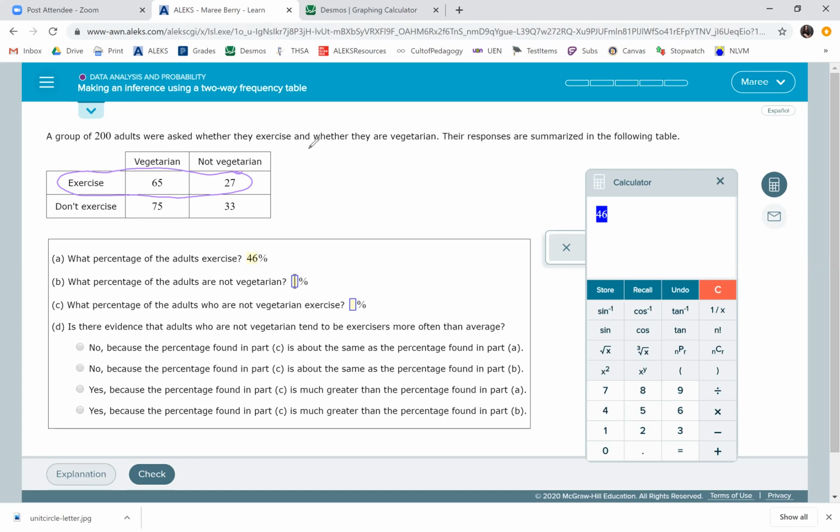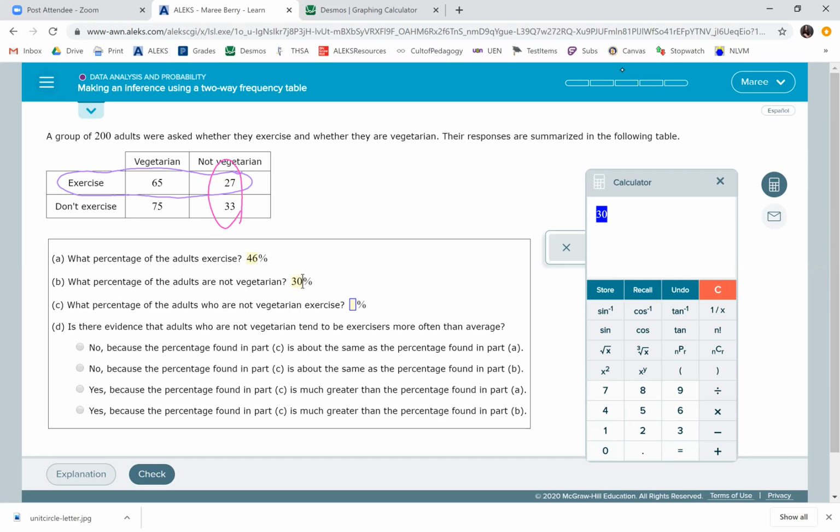The next one says, what percentage of adults are not vegetarian? Wait, not vegetarian. So it's all adults, so we're going to add those two and then divide by 200. And that gives us 3/10. So we times that by 100 to find the percent, which is 30%.